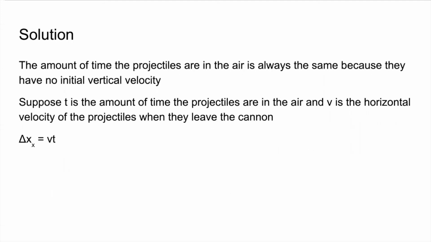So we have to think back to video number 2, where we learned about projectile motion. First, we need to determine the amount of time the projectiles are in the air. This is always the same because the projectiles have no initial vertical velocity since the cannon is horizontal. Now suppose that t is the amount of time the projectiles are in the air, t is a fixed number, and v is the horizontal velocity of the projectiles when they leave the cannon. We have that the x displacement, or distance, in this case they're the same, is equal to v times t.